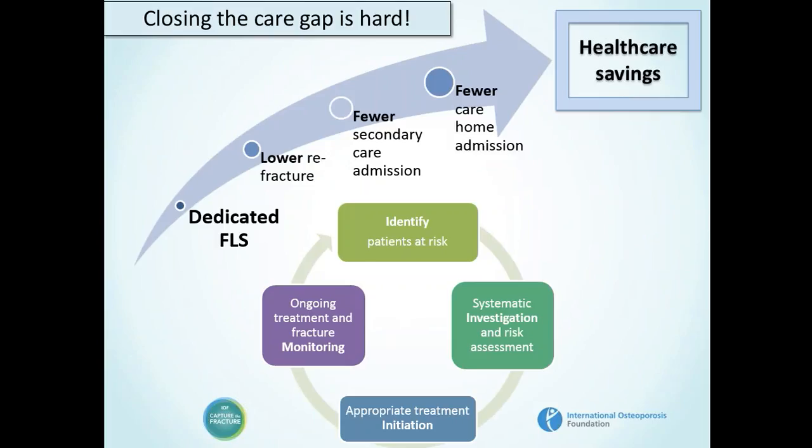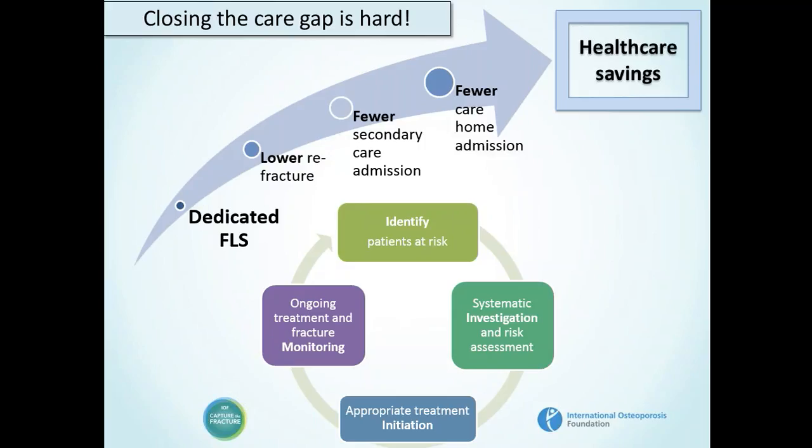We also know that closing the care gap is difficult. The steps you see in the circle are the basic steps in a fracture liaison service: identifying the patients at risk, systematic investigation and risk assessment, and I like to highlight the point systematic, because when it's left to random, we are losing many patients and we are not seeing all those who actually are in need of care. Then the next step is appropriate treatment and initiation. And the final step is the ongoing treatment and fracture monitoring.